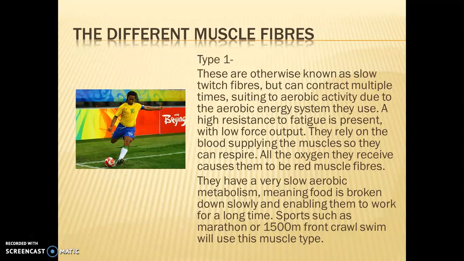This relies on the blood supply in the muscles so they can respire. All the oxygen they receive causes them to be red muscle fibers. They have very slow aerobic metabolism, meaning food is broken down slowly and enabling them to work for a long time. Sports such as marathon running or 1,500 meter front crawl swim use this muscle type, as contractions are needed to produce multiple repetitions of the movement.